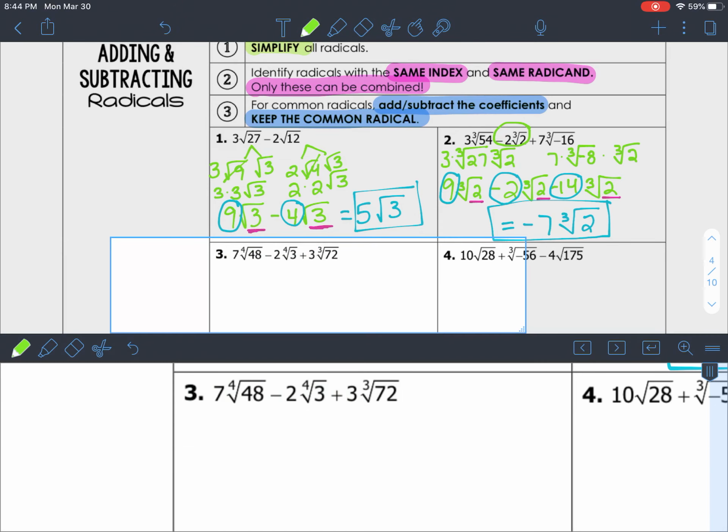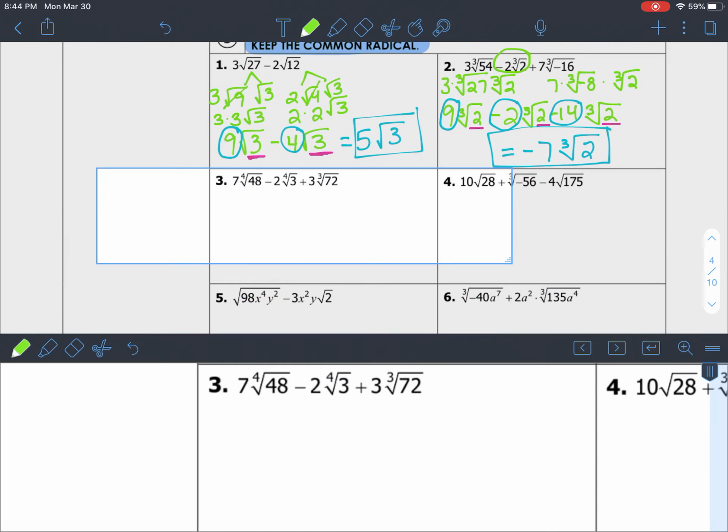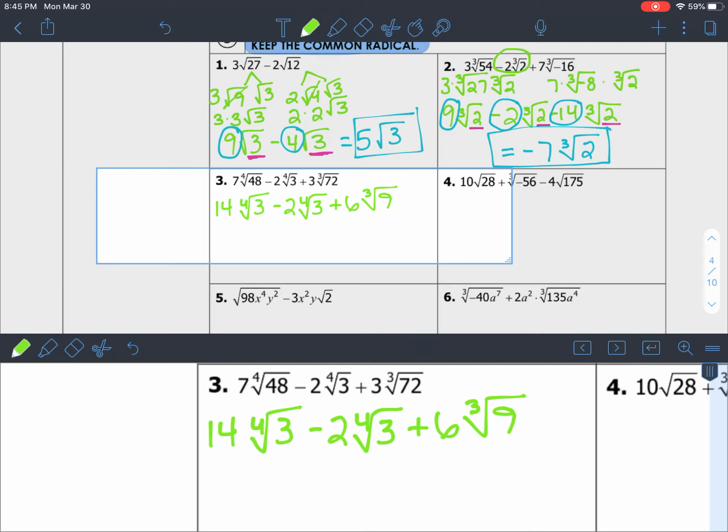So if we continue in this fashion, 7 times the fourth root of 48 can be simplified into 14 times the fourth root of 3. I'm just skipping the simplification, but if you need to see that further, please let me know and I can go over that with you guys. Negative 2 times the fourth root of 3 cannot be simplified, so I'm going to just keep that the same. And then 3 times the cubic root of 72 can be simplified into 6 times the cubic root of 9.